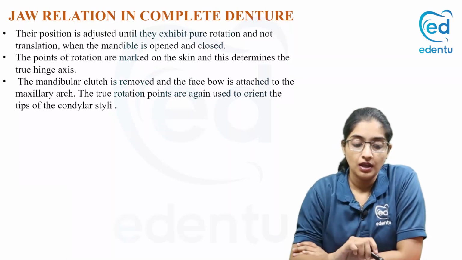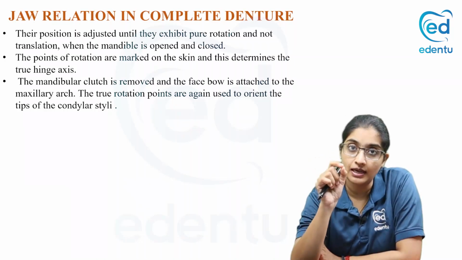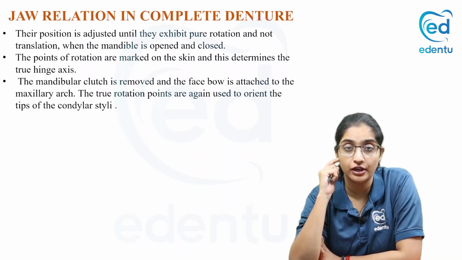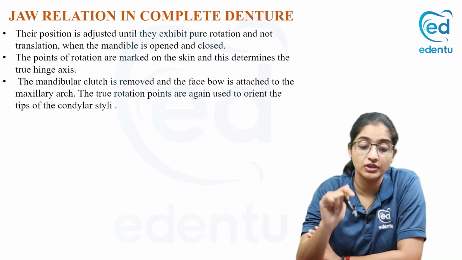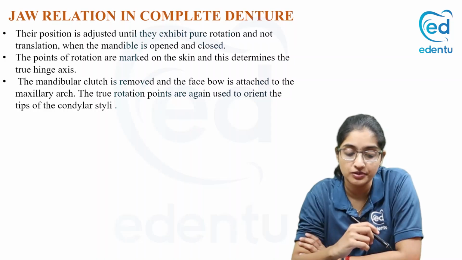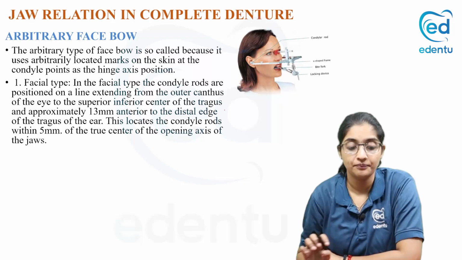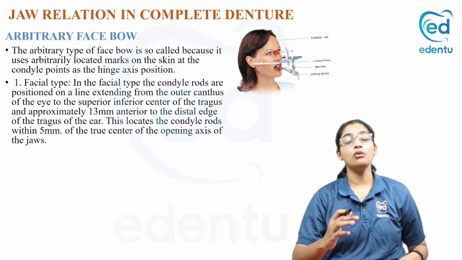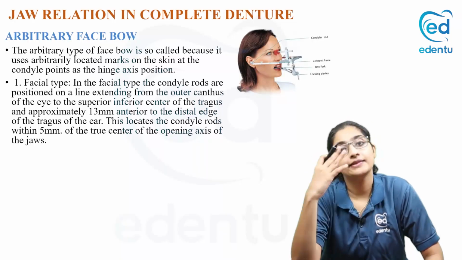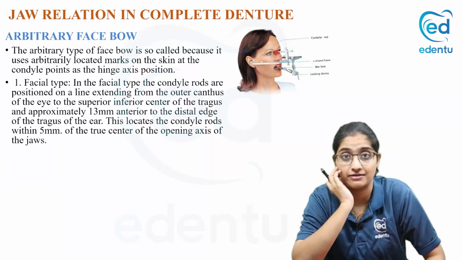Okay. Now the points of rotation are marked on the skin and this determines the true hinge axis. The styli will record and you get the point of the true hinge axis. The mandibular clutch is removed and the face bow is attached to the maxillary arch. The true rotation points are again used to orient the tips of the styli. So that is how a kinematic face bow works. First, it is attached to the mandible, then it is attached to the maxilla. And the major function is to record the hinge axis.